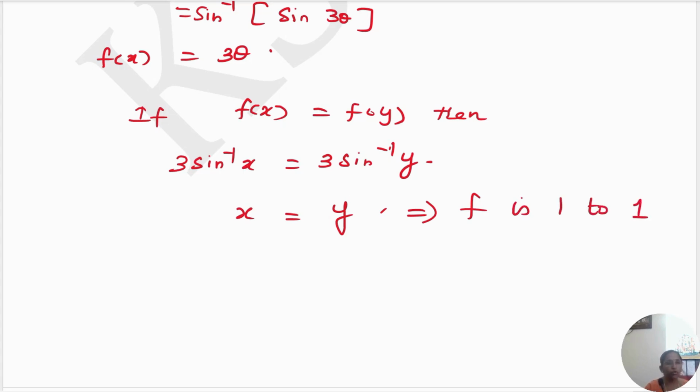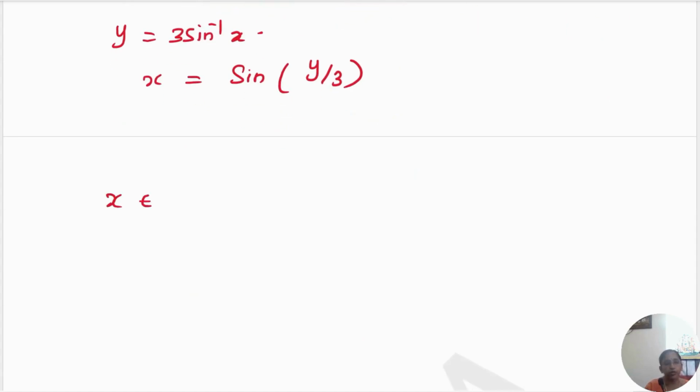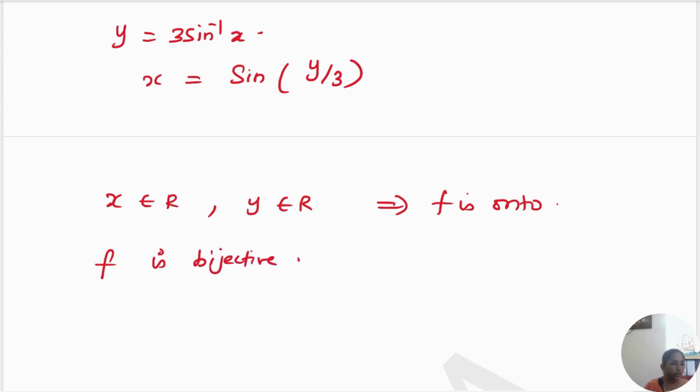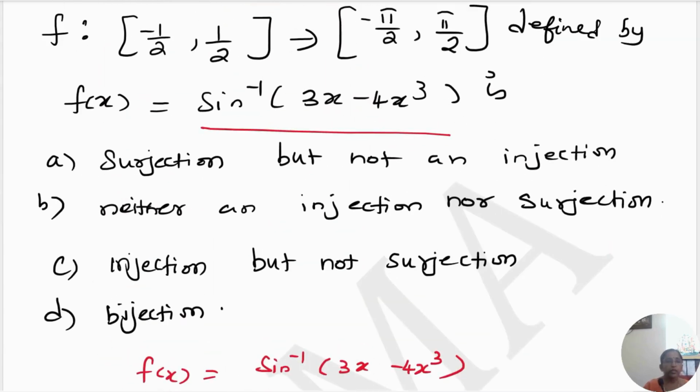So now our function is 1 to 1. And for checking the onto, we know y is equal to 3 times sine inverse of x. And if I am supplying the value of x, then this will be x equals sine of y by 3. And we know very well if x belongs to R, then y also belongs to R. So our function is onto. So these two conditions are satisfied, 1 to 1 as well as onto, for this given function. So our function is bijective in nature. So what is our option here? It's D.